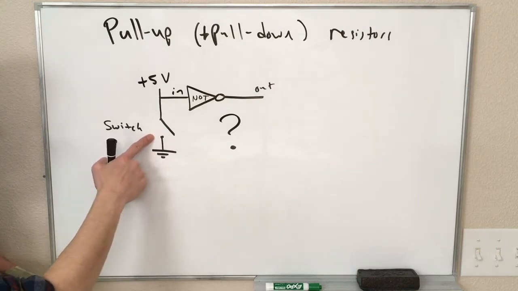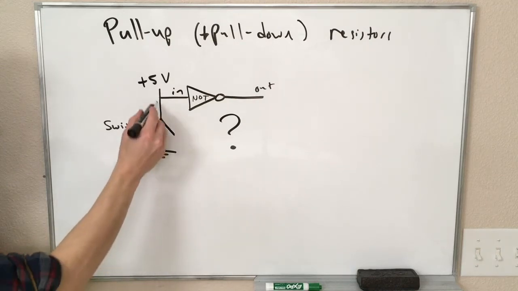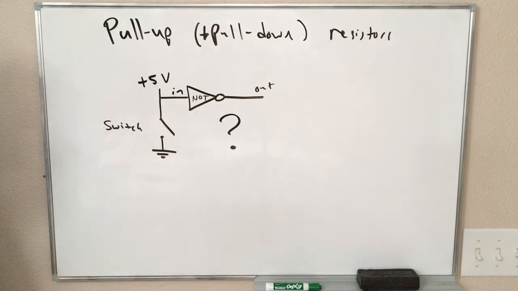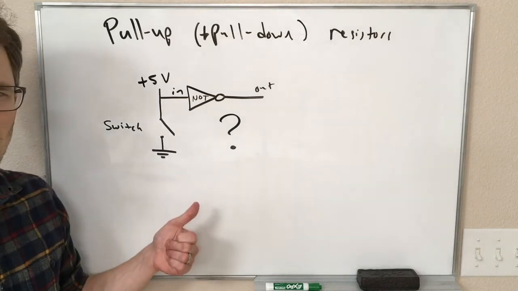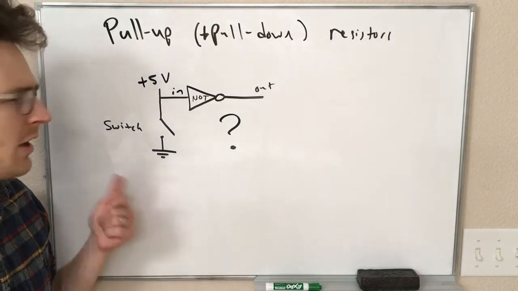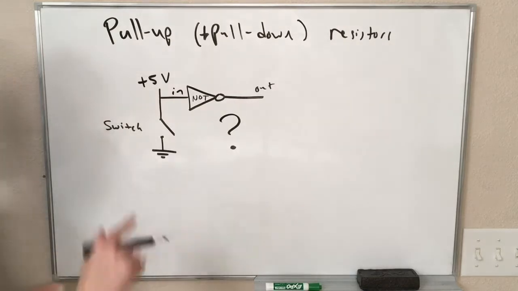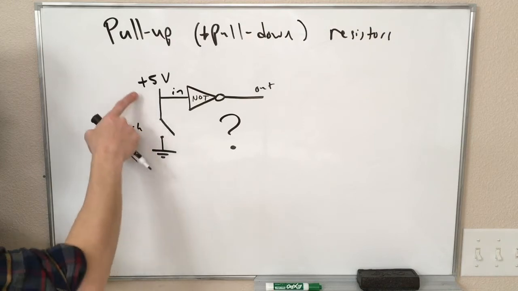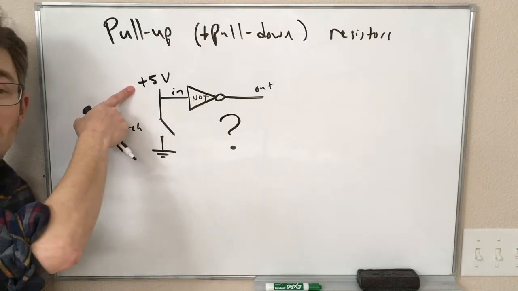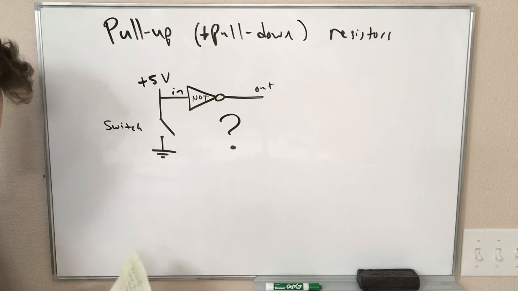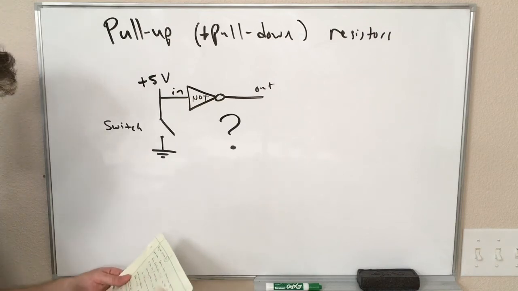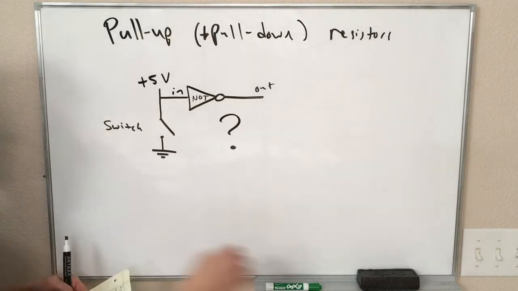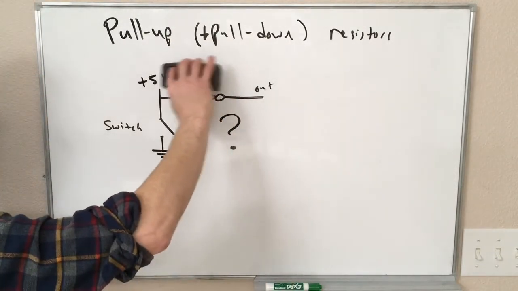If I close this switch, now I have a wire connecting the input to ground, but I also have a wire connecting the input to plus 5 volts. So one, which of those is going to win? And two, that's actually a big problem because we've now also connected our plus 5 volts directly to ground, which is going to cause that to not be plus 5 volts anymore, and there's going to be a large amount of current flowing down. That's a problem. So the way around this is with what's called a pull-up resistor.